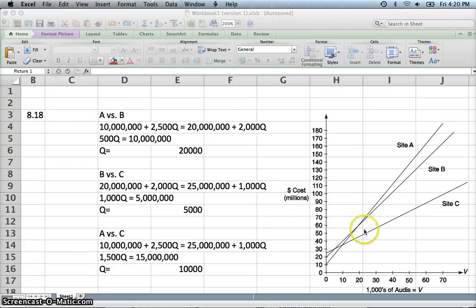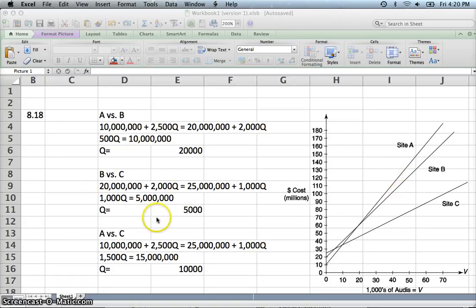And so we basically calculated this point right here. You have site A, the 10 million, and then the 2,500 variable cost. You have site B, the second site, at 20 million. It doesn't have quite as high a variable cost, it's only 2,000, and so over time they do cross. The costs equal each other at 20,000. At that point, you would want to go to the second site because it's cheaper than site A. But here's where something interesting happens.